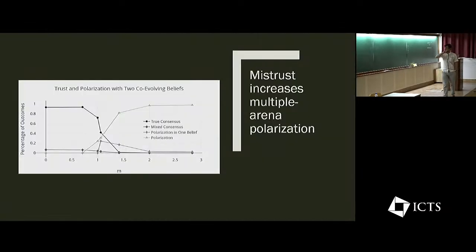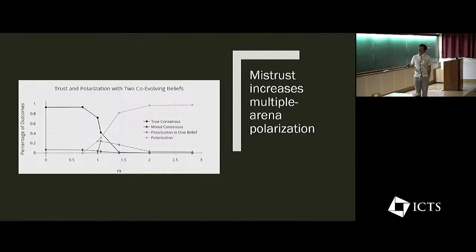Okay, so what happens? Well, first, once again, increasing M, right? Remember, M is the strength of distrust parameter. It's the multiplier of the distance function in our basically loss function for trust in other agents' evidence. As M increases, what we find is that polarization also increases.